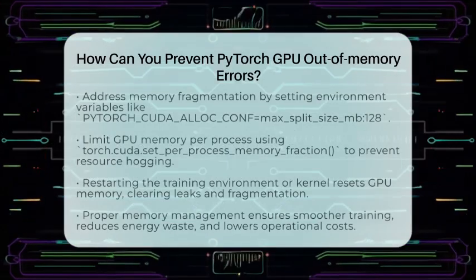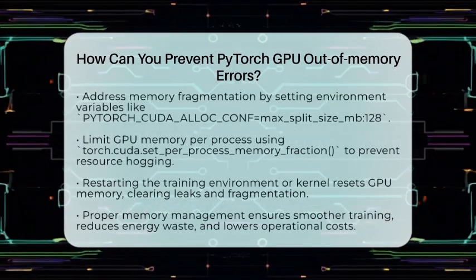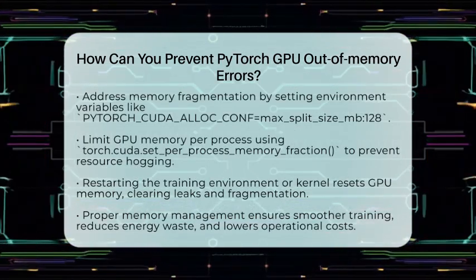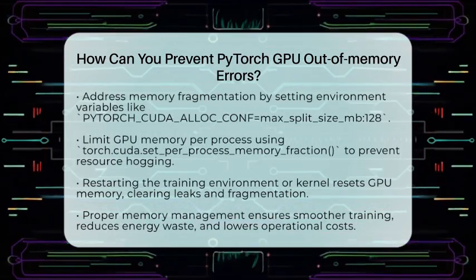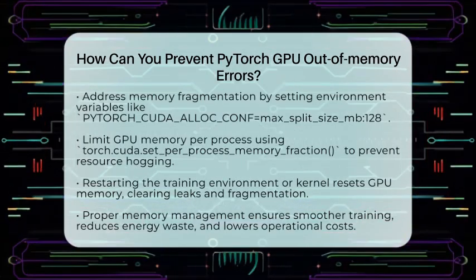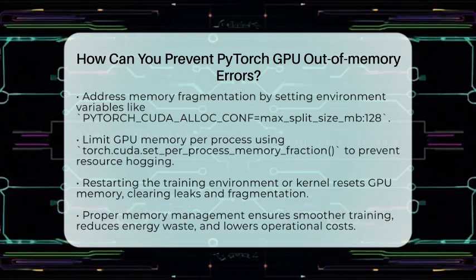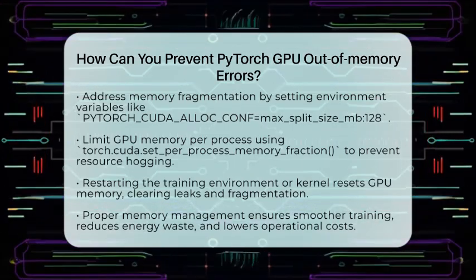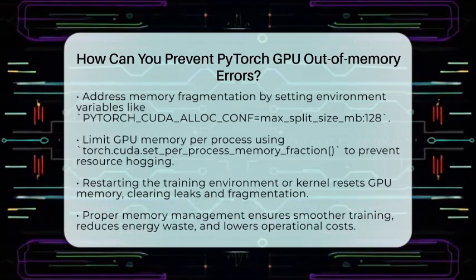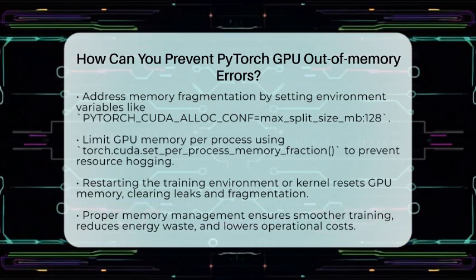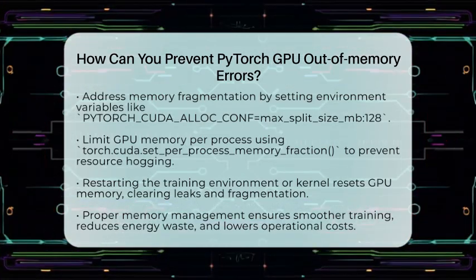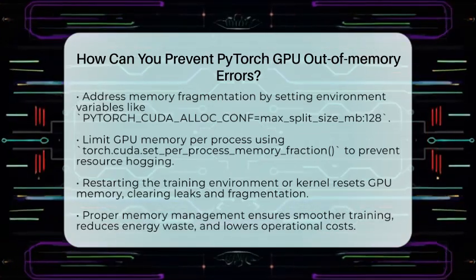Sometimes, despite all these steps, issues still happen. Restarting your training environment or kernel resets the GPU memory completely. It's a quick way to clear out leaks or fragmentation that have built up over time. Managing GPU memory well is not just about making your code run smoothly. It also helps make machine learning more accessible and sustainable. Using resources wisely means less energy waste and lower costs. When working with large models like ChatGPT or DALL-E, these practices keep everything running reliably.